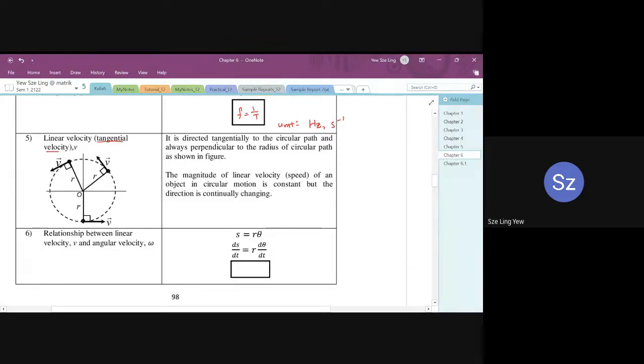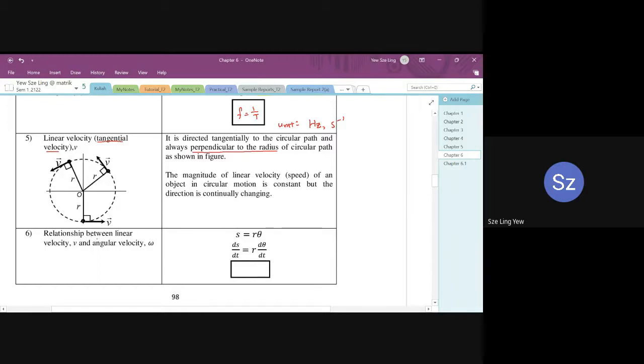So it is directed tangentially to the circular path and always perpendicular to the radius. This is what we call tangent to the circle, always perpendicular to the radius of the circular path. The magnitude of linear velocity of an object in circular motion is constant, but the direction is continuously changing. So those are the definitions that we have seen just now.